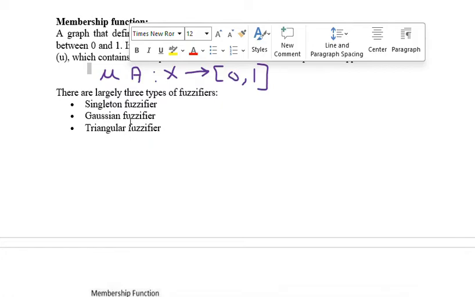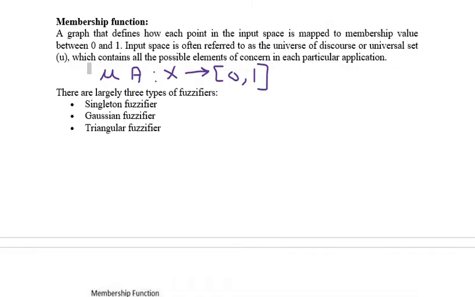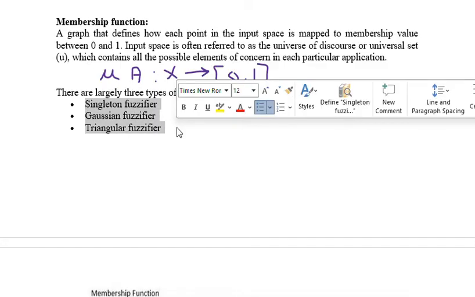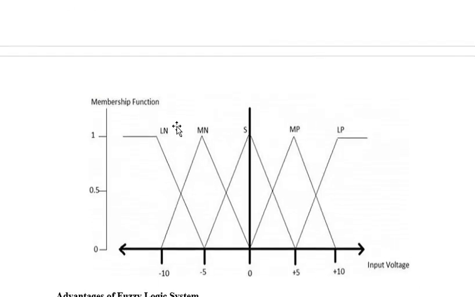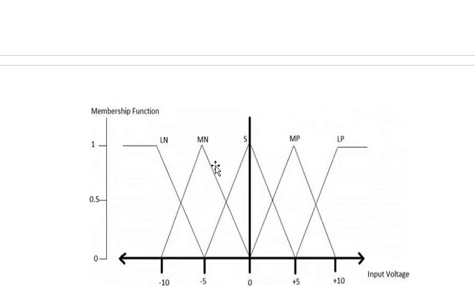Now we generally have three types of fuzzifier: singleton fuzzifier, Gaussian fuzzifier, and triangular fuzzifier. This is not that important, but remember the types of fuzzifier. That's enough. And this is the graph representation of the membership function.